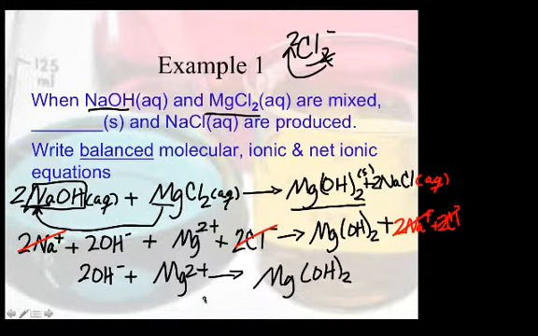So let's check our balancing. If I have 2 hydroxides, that means I have 2 negatives. And I have 1 magnesium, that's a 2 positive. They add up to 0. Over here, do we have any charge? I have 0. It better add up to the same number on both sides. Okay, we're good with example 1.